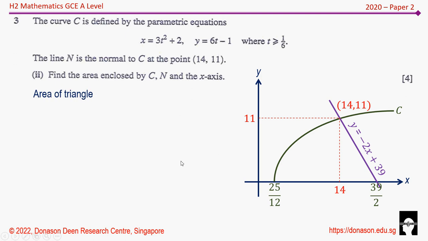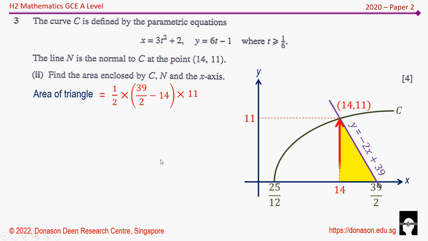Now let's get ready to find the area of this triangle, and of course the formula for the area of a triangle is half base times height. So how much is the base? It would be 39 over 2 minus 14. So this little length here will be the base. Let me write 39 over 2 minus 14. And then the height of this triangle would of course be equal to 11 units.